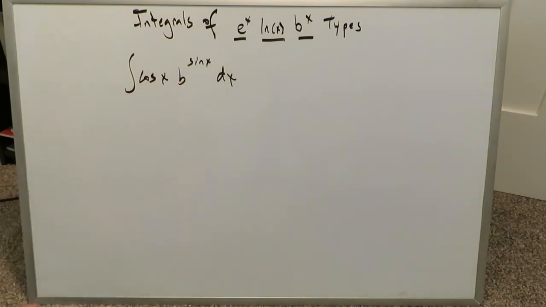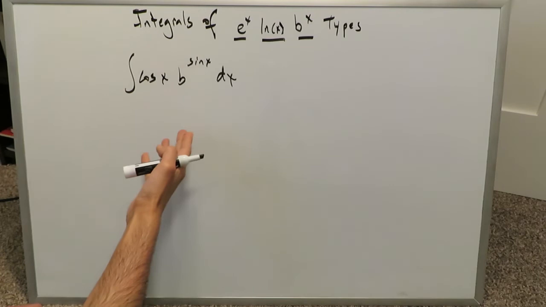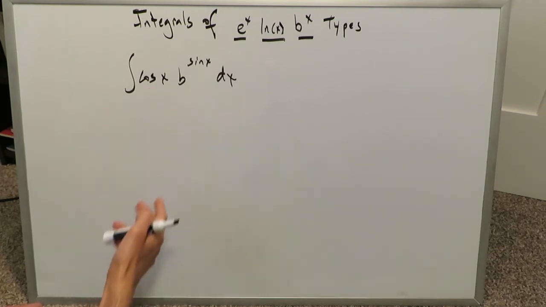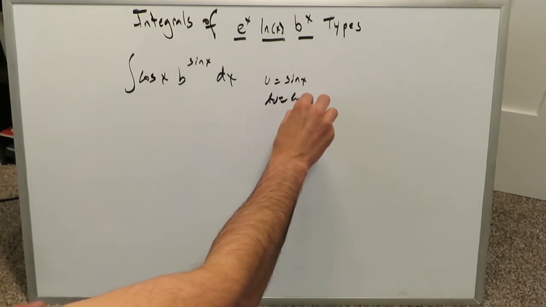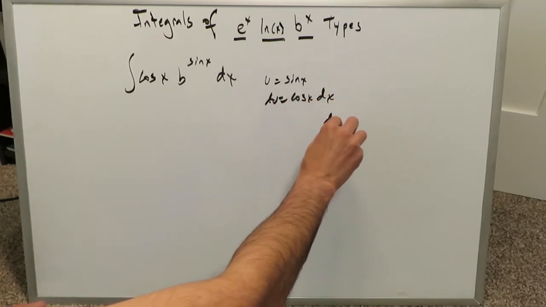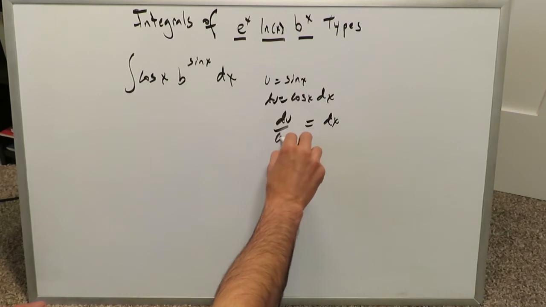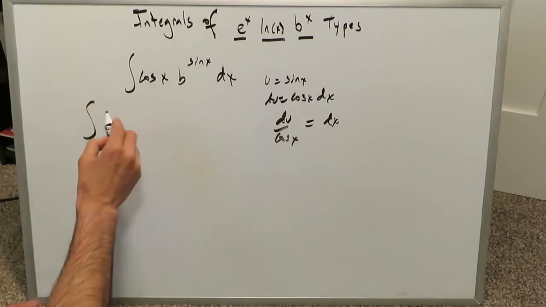Another polynomial substitution. Remember, don't let the word polynomial substitution confuse you. In the end, polynomial substitution can be used for any kind of functions. Here you can say u is equal to sine x, and then du is equal to cosine x dx, and dx is equal to du over cosine x. You have to do this substitution.